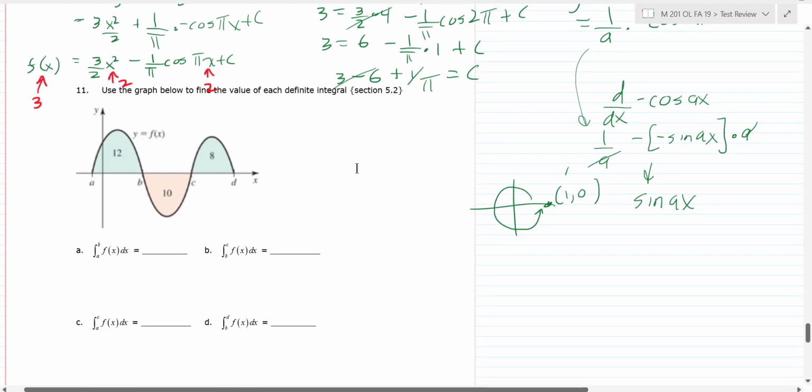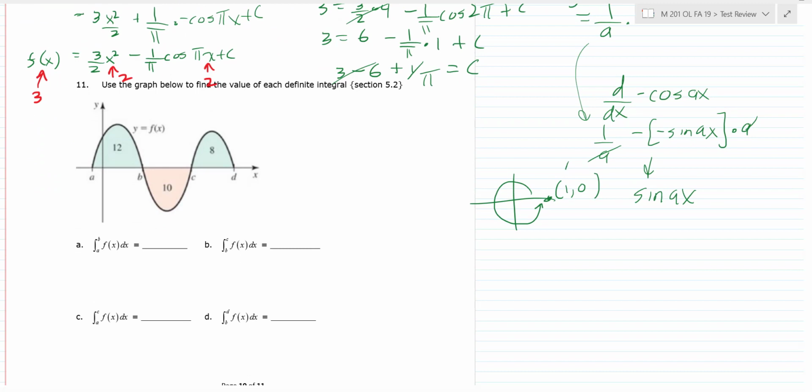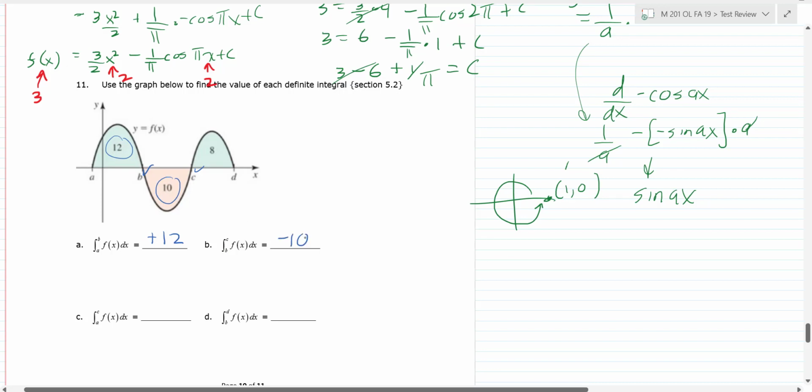Keep it simple. Next thing is looking at areas of definite integrals. We learned quite a few properties of definite integrals on here. On this one, we're doing the integral from a to b of f of x. From a to b, the area is above, so it's positive 12. That's the answer to that definite integral. We're looking at an area. The next one is b to c. From b to c, we are below the x-axis, so the answer to that definite integral would not be 10, it would be negative 10. You have to pay attention to whether a region's above the x-axis or below.